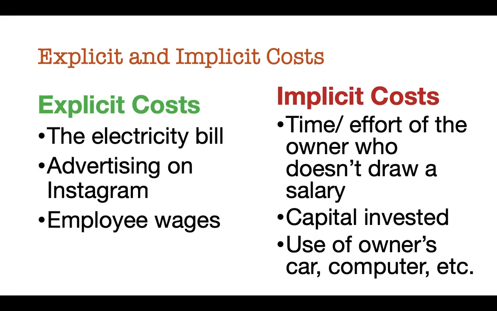So here are some examples of explicit and implicit costs. I already went over several of these, but they're worth reiterating here. Again, the explicit costs are things you will have to pay money out of pocket for. Your electricity bill. If you pay someone to run an ad for your business on Instagram, right? So advertising budgets, wages paid to your employees, your rent, your loan payments, your insurance payments. If you have to spend money out of pocket for it, it's an explicit cost.